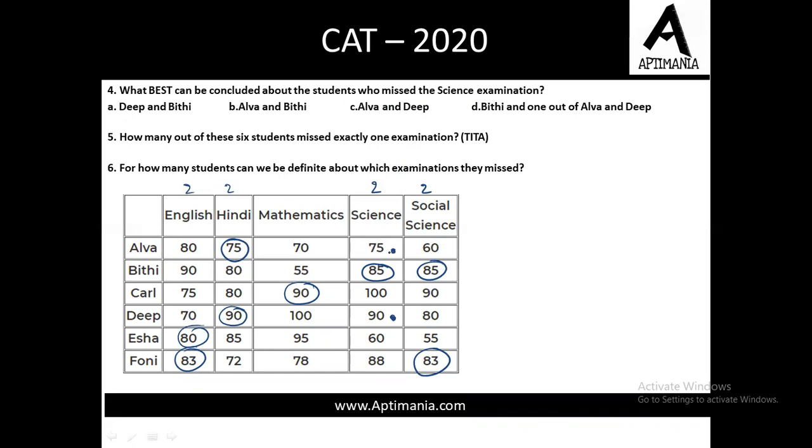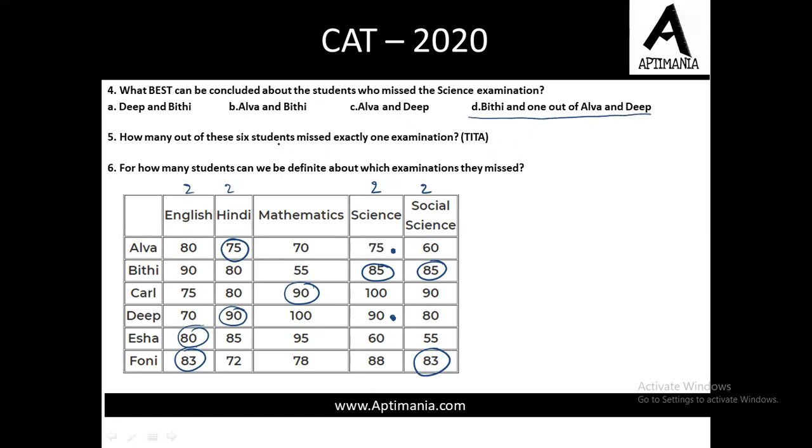In science, we are not sure about the other one, but one is Bithi and the other one is either of Alva or Deep. And in social science, we have 2 as Bithi and Funi. So the question is, what best can be concluded about the student who missed science examination? So science, we are sure about Bithi and either one of Alva or Deep. So the correct answer is option D, that is Bithi and one of Alva or Deep.